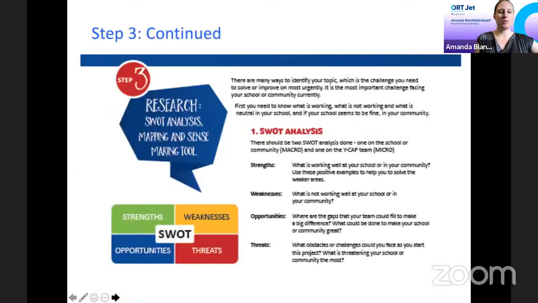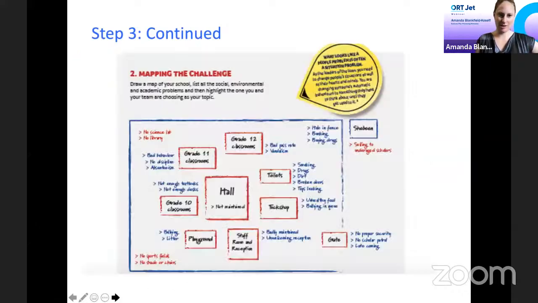So the next thing is the SWOT analysis. As I mentioned to you, there are those 4 quadrants: strengths, weaknesses, opportunities, and threats. The strengths are what is working well, and you use these positive examples to solve the weaker areas. The weaknesses are what is not working well. The opportunities are where the gaps are. And the threats are what obstacles or challenges you face. So that's the SWOT analysis.